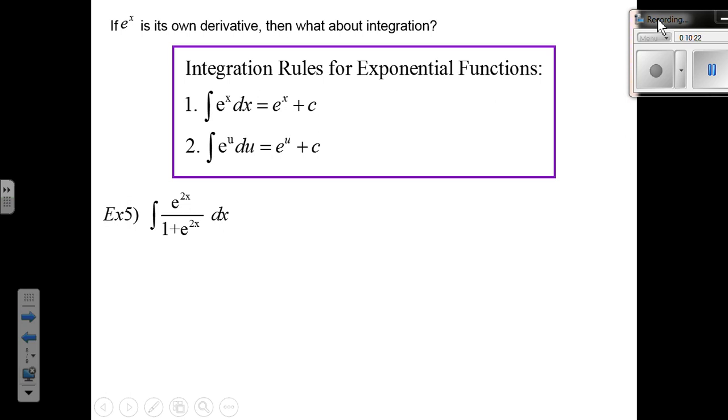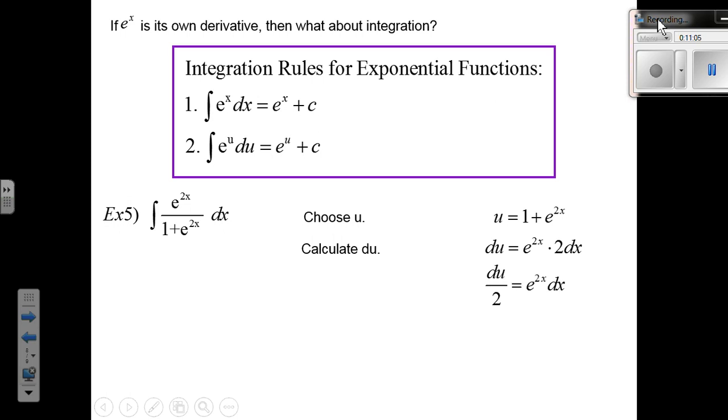Instead, we're going to think back to our last homework assignment. If we have a fraction, it's better to make u the denominator and then see if our du is in the numerator. Okay, so we're going to choose u to be that denominator, 1 plus e to the 2x. Then our du is going to be 2 times e to the 2x dx. Notice that we have all of that in the numerator except for the 2. So we can multiply by the 2 inside and compensate by dividing by 2 on the outside.